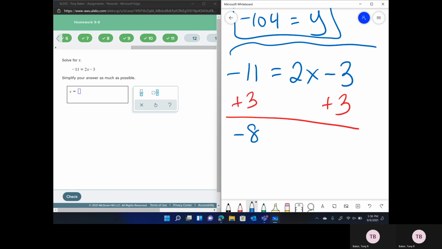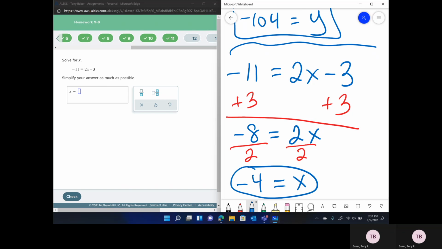So I have -8 equals 2x, because 11 minus 3 is 8, and the 11 is the biggest one, so it's negative. Yes? By 2. So we're going to divide by 2. And then negative. So -4 equals x.